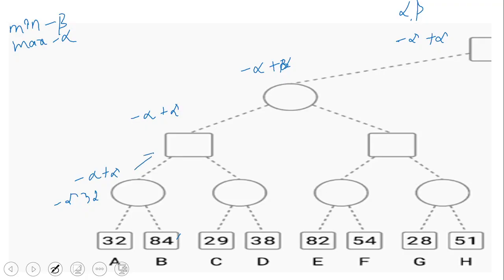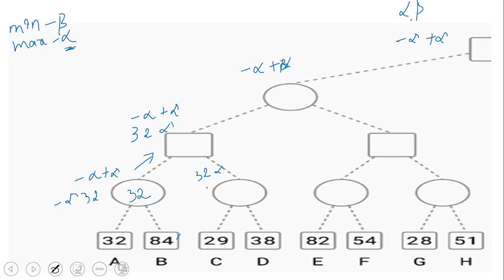The same thing will move up. Now here we got the 32 value, and that value will be moved to the immediate max node. Whenever we transfer to a max node, the alpha value will be updated. Alpha was minus infinity; now it becomes 32 and infinity. The same value will pass here. Whenever we are backtracking, the minimum node's beta value and the maximum node's alpha value get updated.